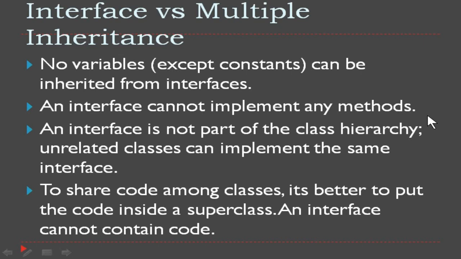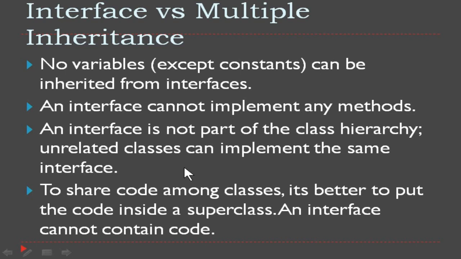Next is interface, which gives multiple inheritance. No variables can be inherited from interfaces. That means except constants you cannot inherit any variable. Same like your abstract class, you can use it in the class, otherwise you cannot inherit it to the other subclasses. Here in interfaces it is also the same, except the constants. And an interface cannot implement any method, so you cannot implement any method in the interface. It will have only methods which are incomplete, that is without body. And an interface is not a part of the class hierarchy. Unrelated classes can implement the same interface.